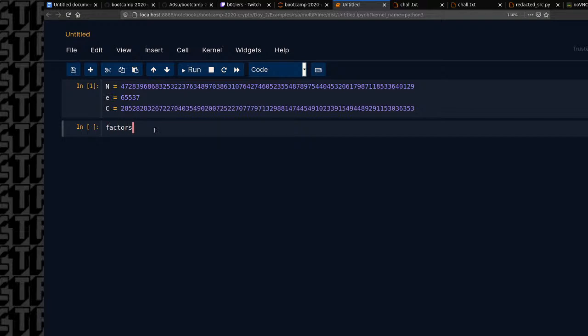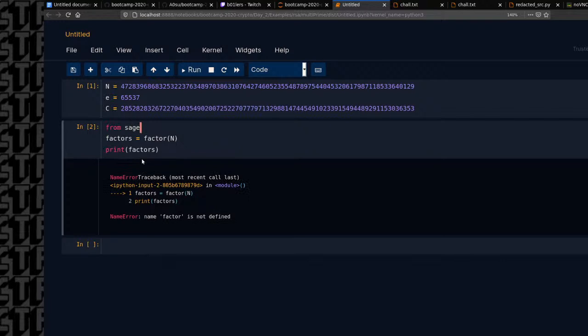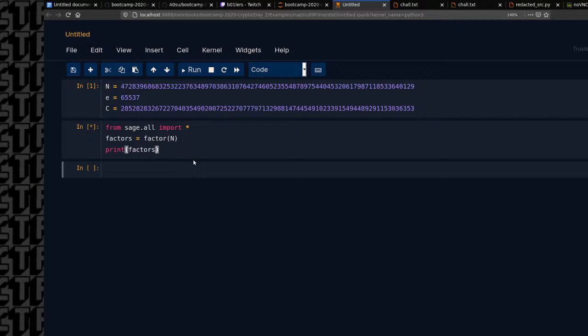For this example, the way we'll do that is we'll say factors equals factor n. So here we're going to import Sage, and then the factor function will attempt to factor. We can print them out. So if we give it a few seconds, I believe it was.